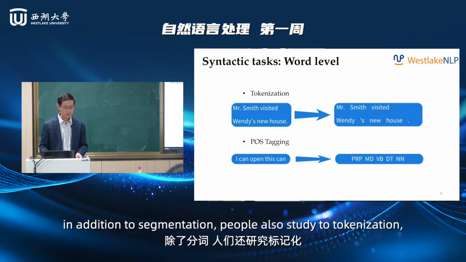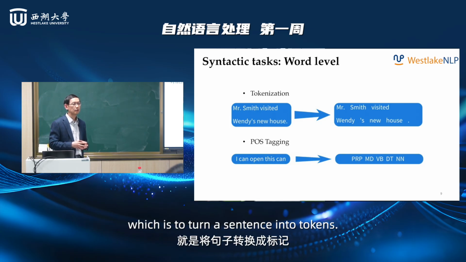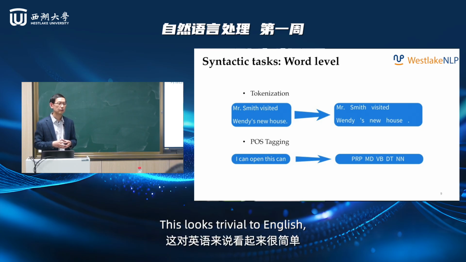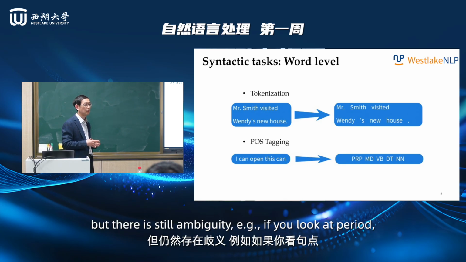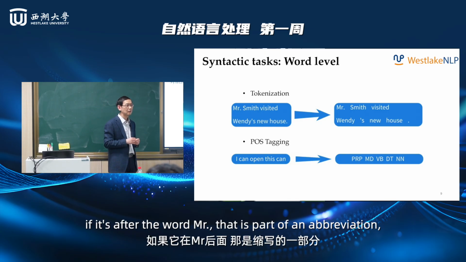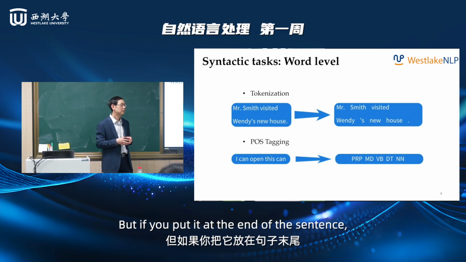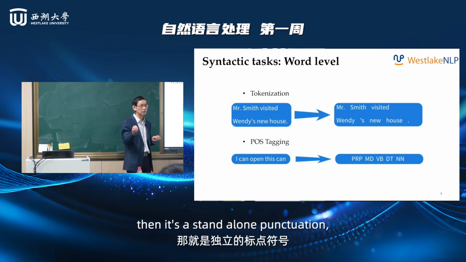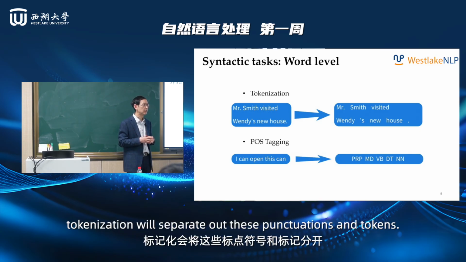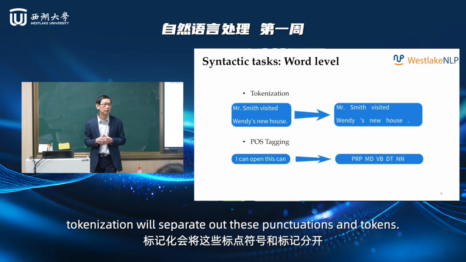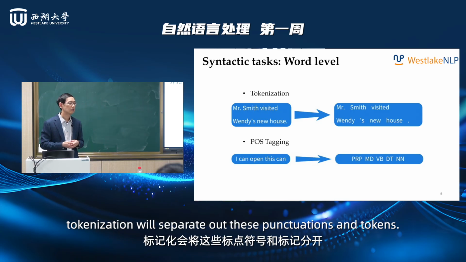So in addition to segmentation, people also study tokenization, which is to turn a sentence into tokens. This looks trivial for English, but there is still ambiguity. For example, if you look at period, okay? If it's after the word Mr., then it's part of an abbreviation, right? But if you put it at the end of the sentence, then it's a standalone punctuation, right? Tokenization will separate out these punctuations and tokens.